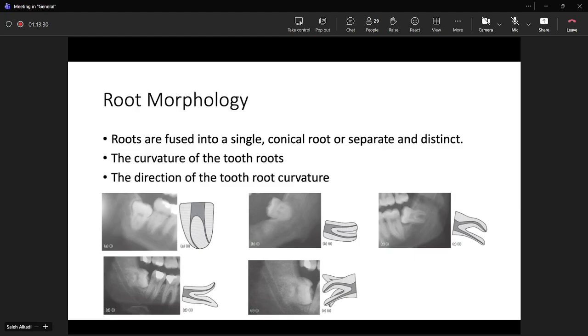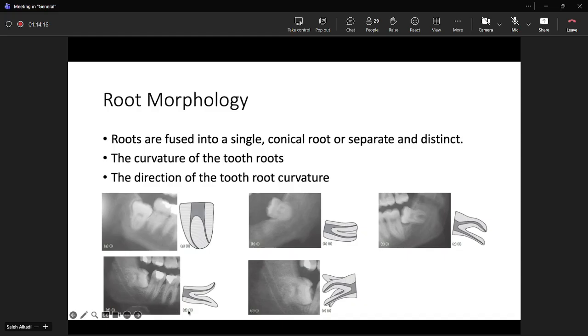Apart from root length, we need to look also at the number of the roots and the direction of these roots. Roots could be fused in single roots or conical roots, or separate and distinct. If you look here in number A, these are fused roots, very easy to extract. Number B here, club-like roots, also easy to extract. Number C, distinct roots, but they have, let's say, favorable divergence or convergence.